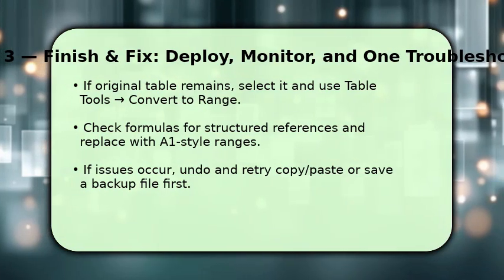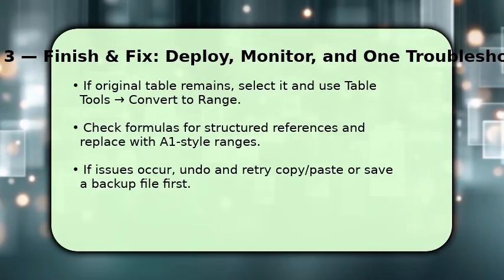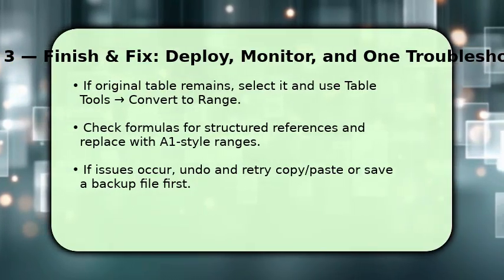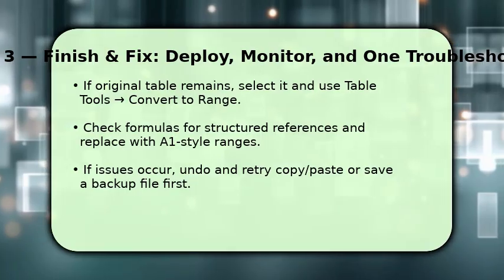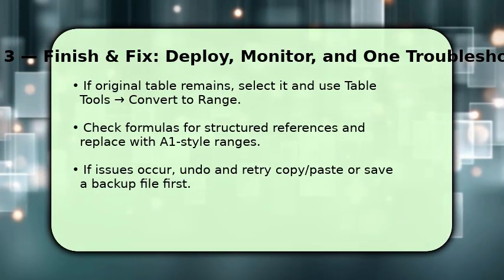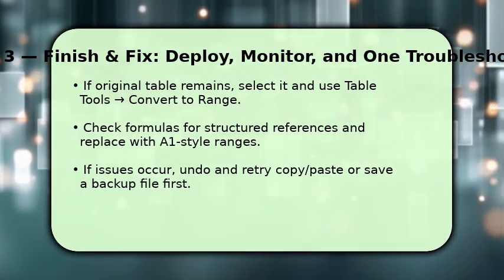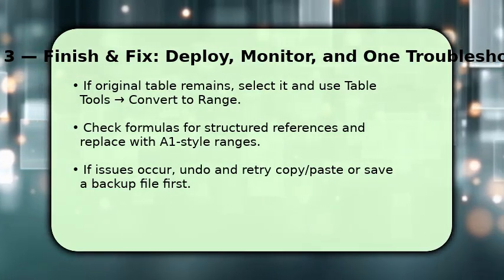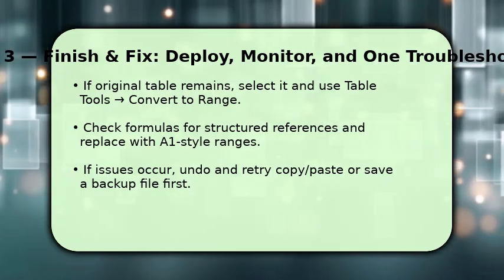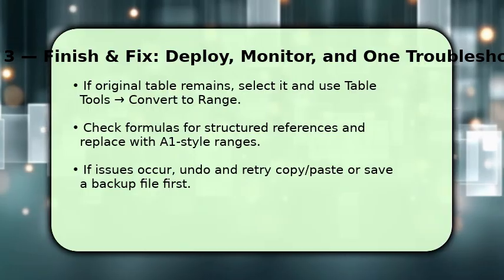With a static copy saved, go back to the original table and select any cell. On the Table Design tab, choose Convert to Range. This removes table features but keeps data. Once converted, verify formulas. Structured references like Table1[Column] may need manual replacement with A1 ranges so links stay correct. If something goes wrong, immediately press Ctrl+Z to undo or reopen your saved backup.